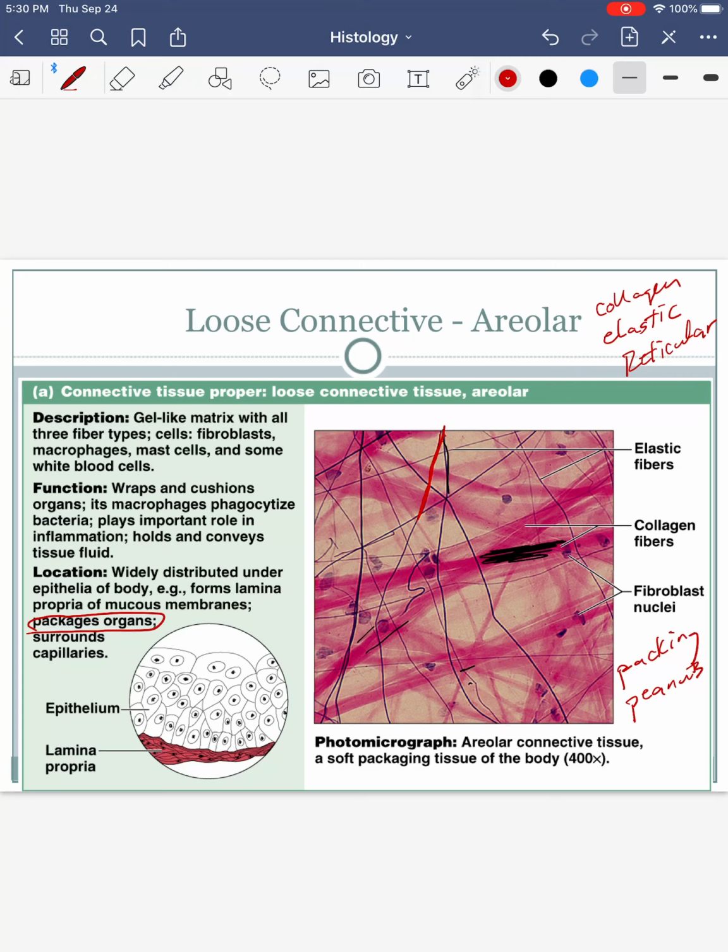And that goes along with its function. So you can see here it wraps and cushions. It also fills the space. So we find this in a lot of places, and it tends to just fill the space in between. We wouldn't want our organs to just be set apart with absolutely nothing in between. So this areolar connective tissue fills the space, gives a little strength from the collagen and a little elasticity with the elastic fibers.